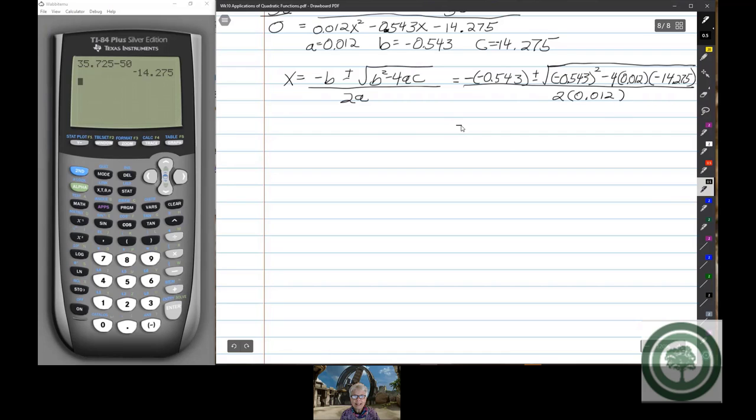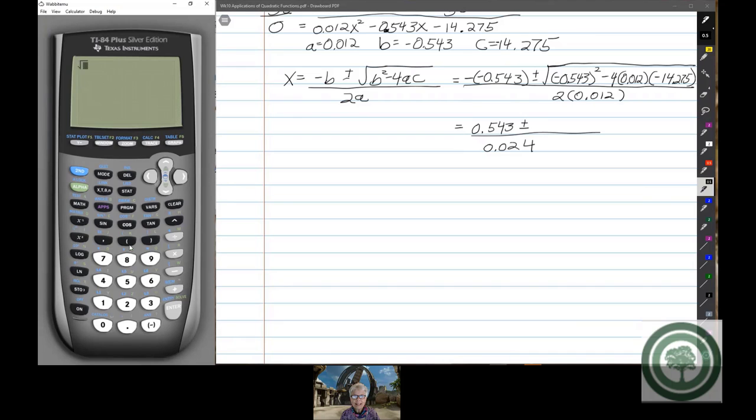All right, so that will be negative times negative is positive, 0.543 plus or minus, over 0.02. All right, now I'm going to put this in the calculator.